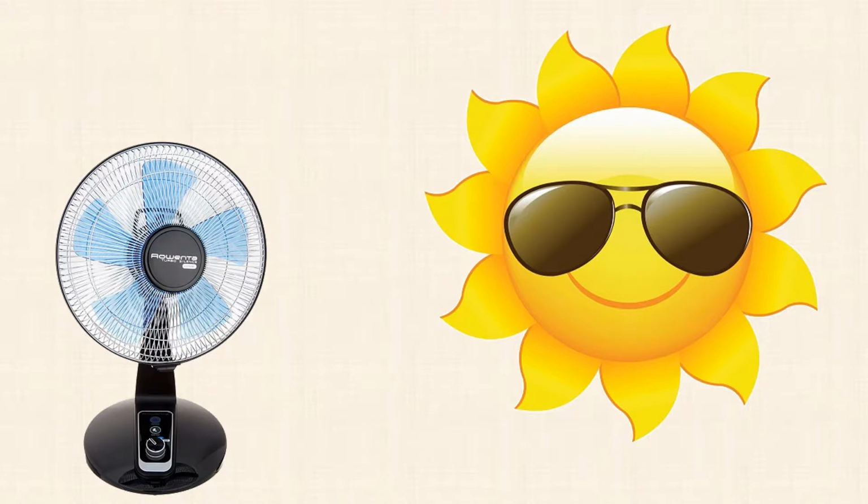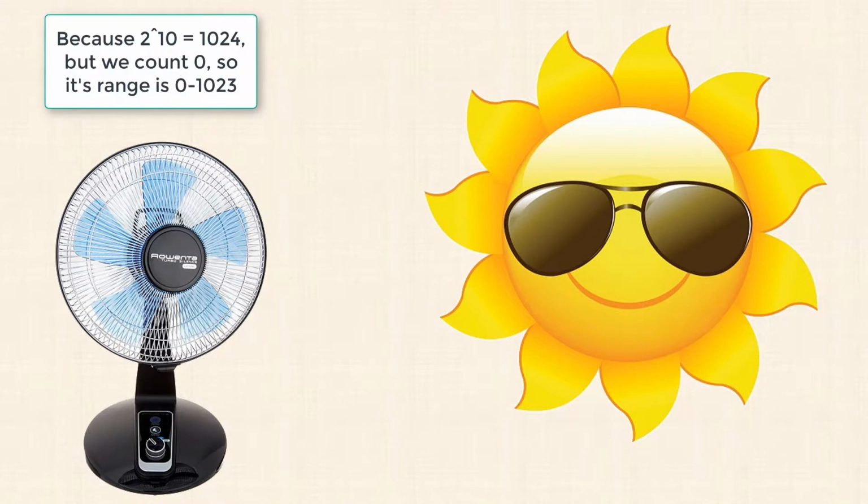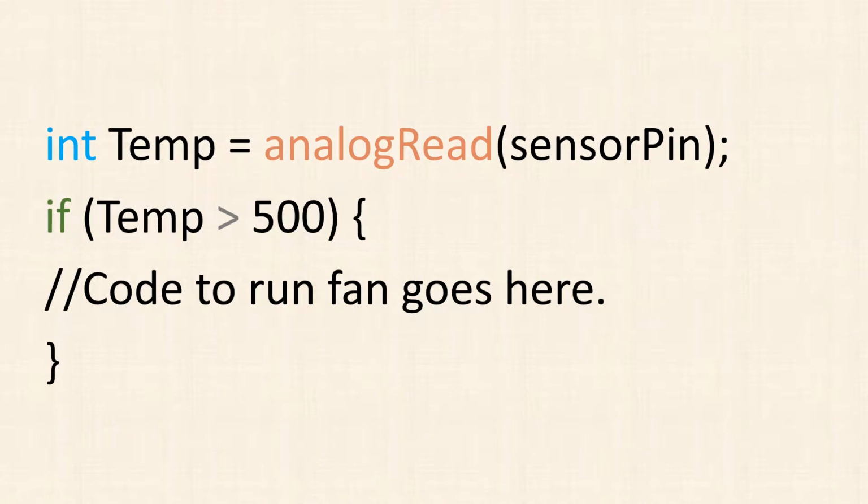Now, since it has a 10-bit ADC, the values will range from 0 to 1023. So if it's cold, the value will be on the small side, and if it's hot, the value will be larger. You could use an if statement like this one to turn on the fan. This reads the ADC using the analog read function, and then assigns that value to an integer named temp. Here we have the if statement.